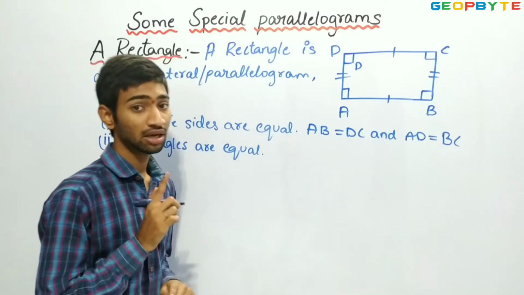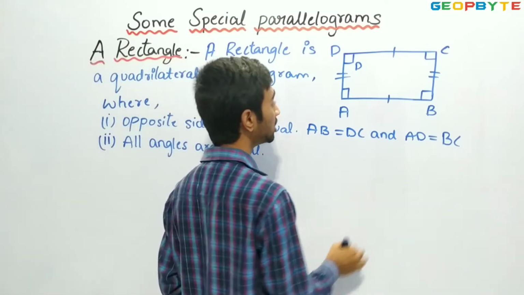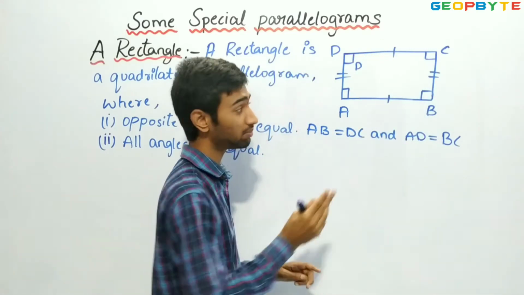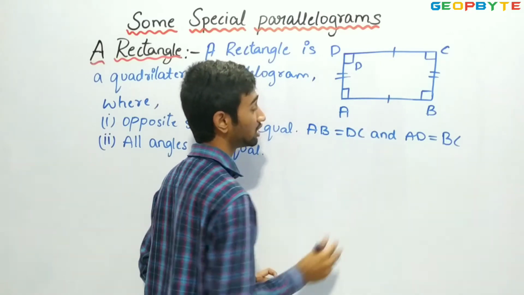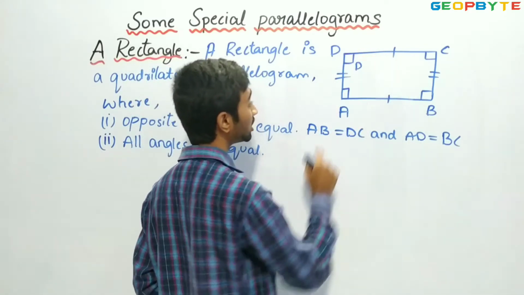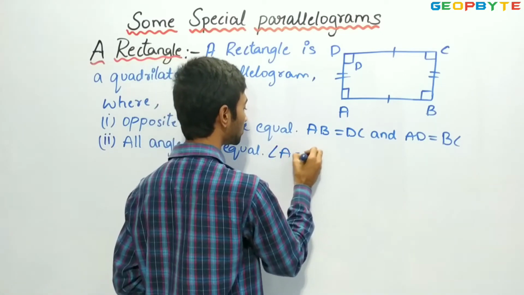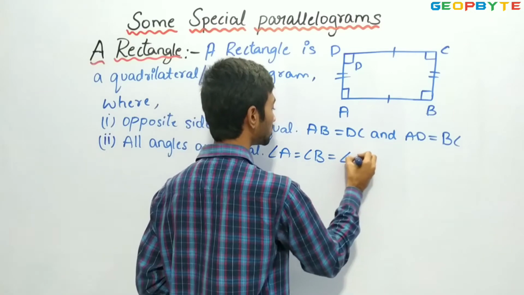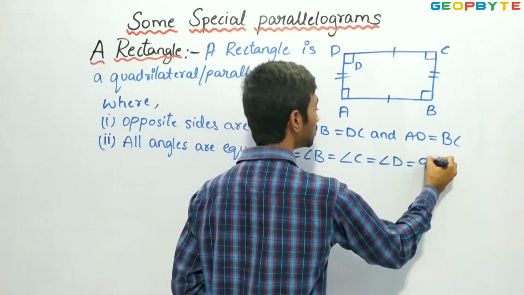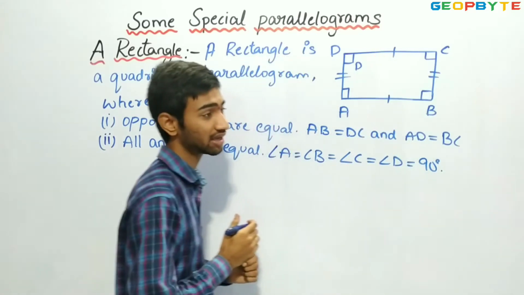So we know that sum of all angles of a quadrilateral is 360 degrees. So all four angles, that means 90 plus 90 plus 90 plus 90 will be equal to 360. So all angles in a rectangle are of equal measure, that is 90 degrees. Angle A equal to angle B equal to angle C equal to angle D will be equal to 90 degrees because all angles make right angles.